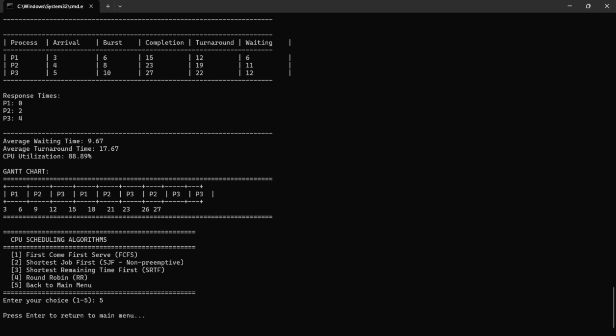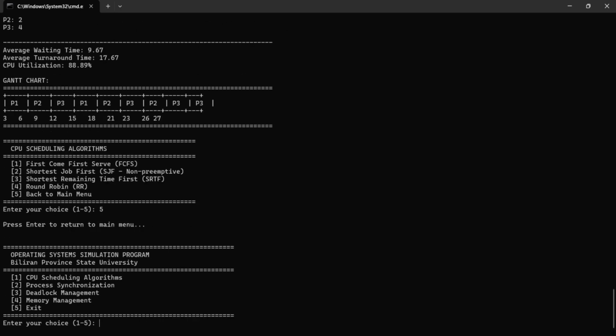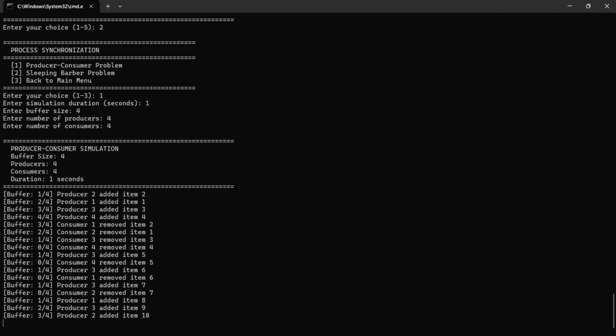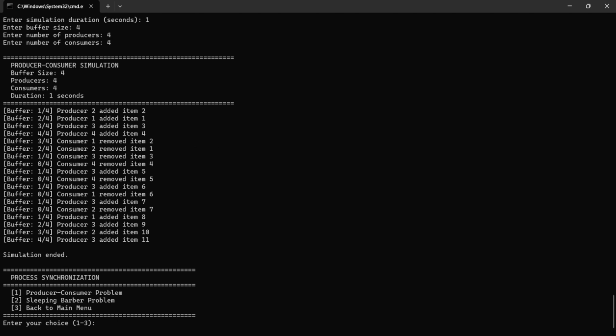The second module focuses on process synchronization. In a multitasking environment, multiple processes may attempt to access shared resources simultaneously. Without proper synchronization, data inconsistency may occur. To demonstrate synchronization concepts, our program includes the producer-consumer problem. In this simulation, the producer process generates data while the consumer process retrieves data from a shared buffer. The system illustrates how synchronization mechanisms ensure that the buffer is accessed safely and efficiently. And this is the output of the producer-consumer problem.